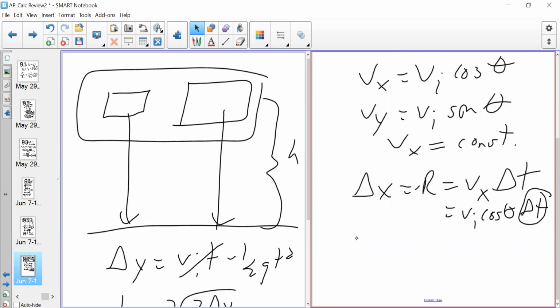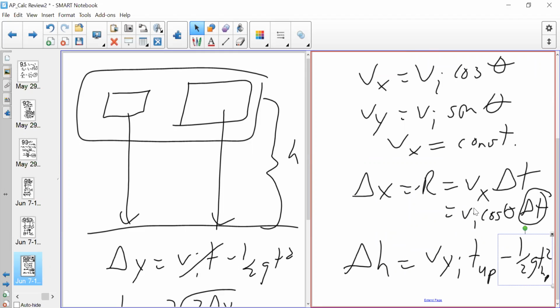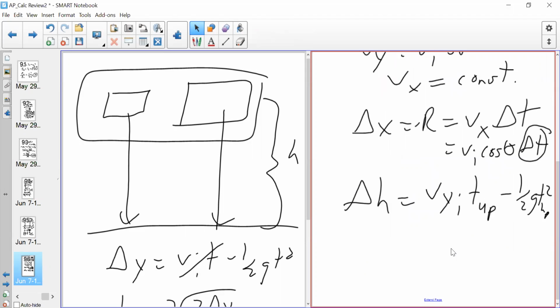And then with, say, delta h or delta y, you have your Vyi times the up time, because it's going up to a max height from an initial velocity in the vertical direction, minus 1/2 g t up time squared. And then that up time is going to be half of the total time. Uptime and downtime are equal.